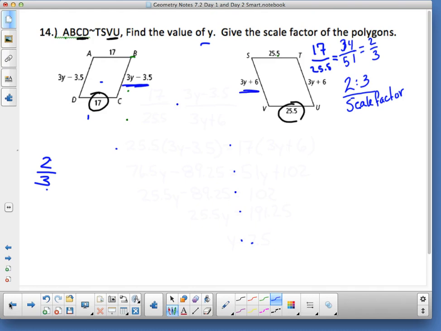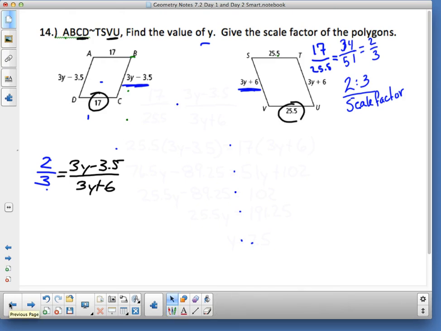Small to big. And probably I should underline the one that's in the corresponding spot. Well, I did underline the one in the corresponding spot. But it didn't matter because they're parallelograms and their opposites are the same. Are you okay with this so far? Since it's small, 3y minus 3.5, 3y plus 6. Are you okay so far?